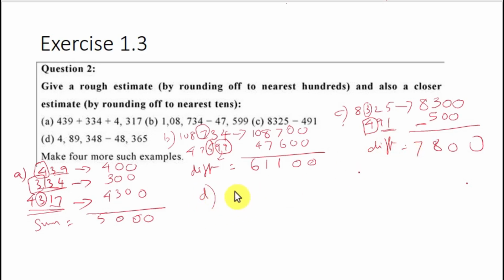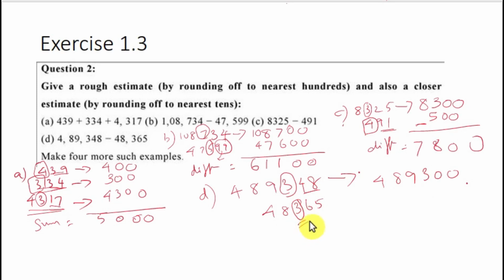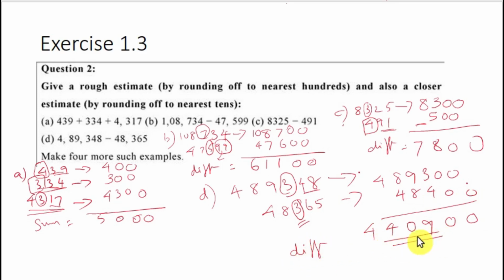The next one, D. 489348 minus 48365. Here 48 is close to 0. So 489300. Here rounding to the nearest 100. 65 is close to 100. So we have to change this. 365 is close to 400. So 48400. Understood? That is the difference. Okay.